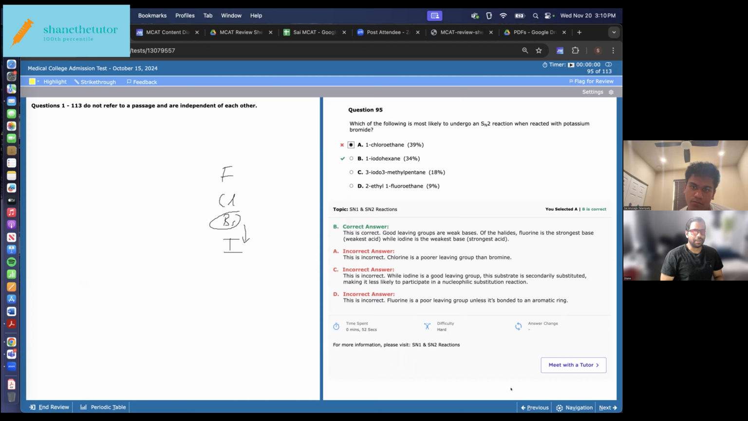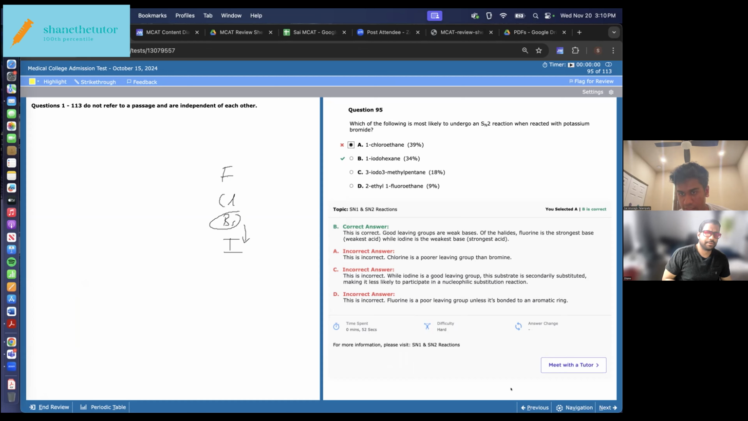a smaller electronegativity is the iodine compared to the bromine. So for the chloroethane, the bromine is less electronegative, so that won't work. And for anything with fluorine, that won't work either. So the only thing that will work is the iodine.